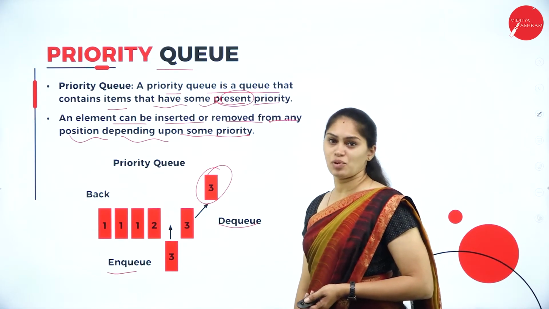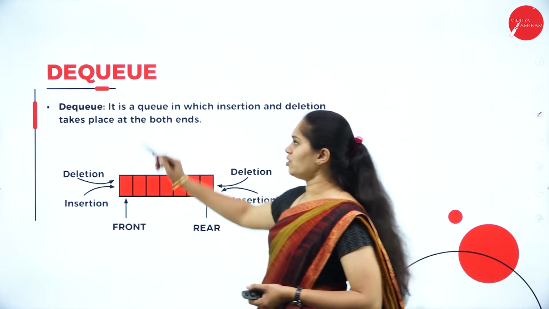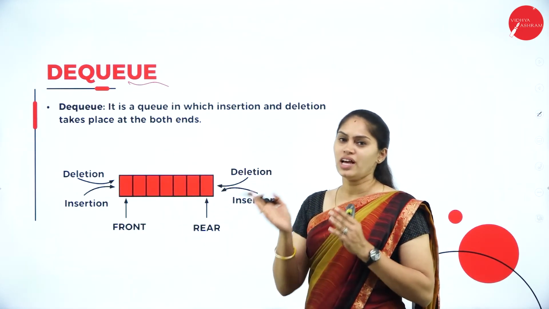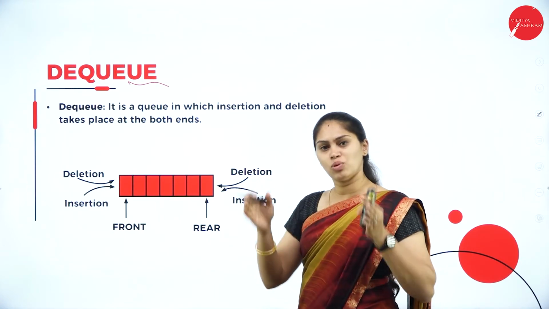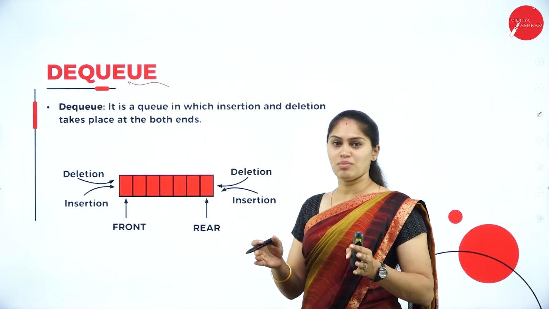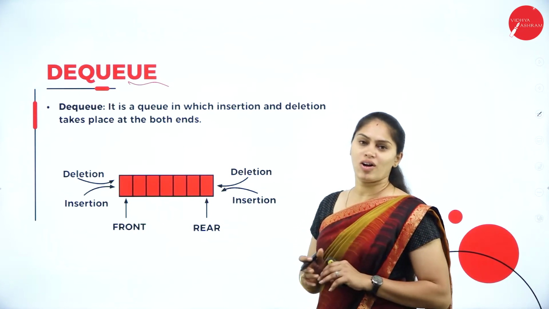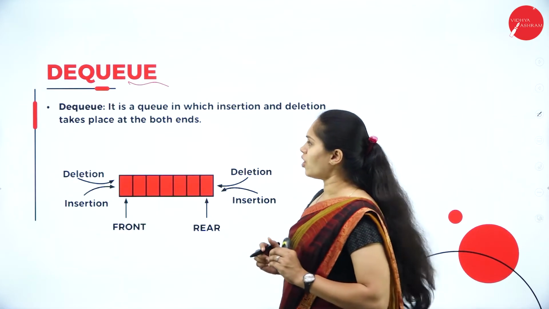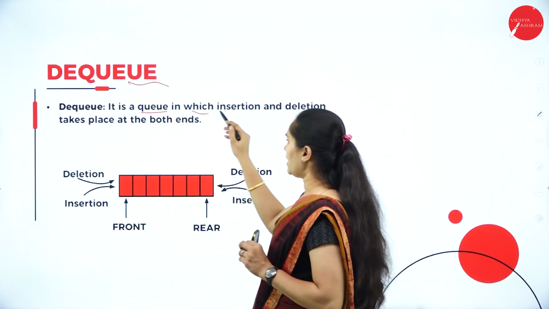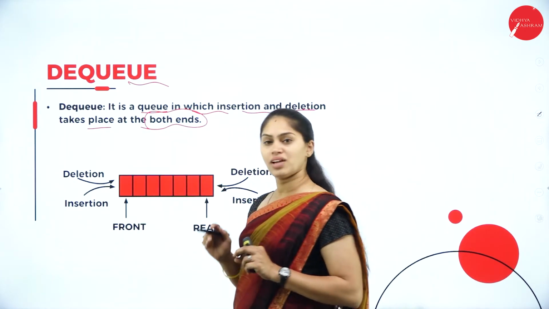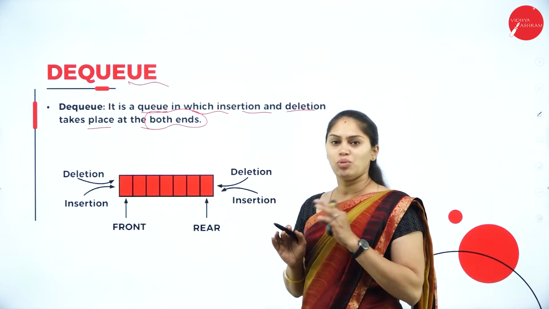What is the last type of queue that we have? That is the DQ, or double-ended queue. So what if we have both front end and rear end at both the ends? What if it is possible to do the deletion and insertion at both the ends? Then we will be calling that type a DQ or a double-ended queue. It is a queue in which insertion and deletion take place at both ends. We can do the insertion and deletion at both the ends.